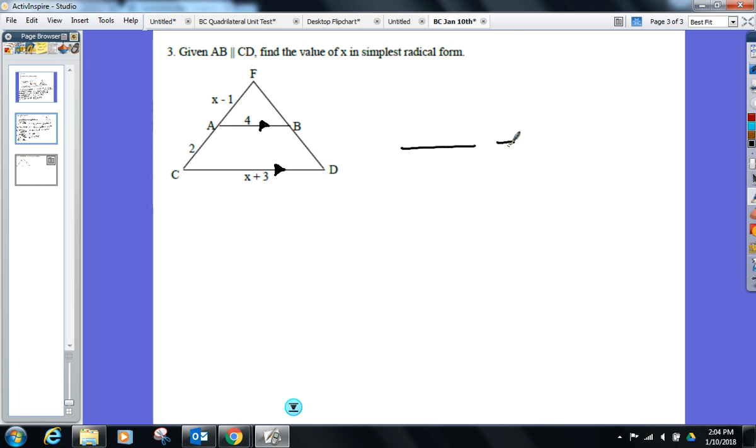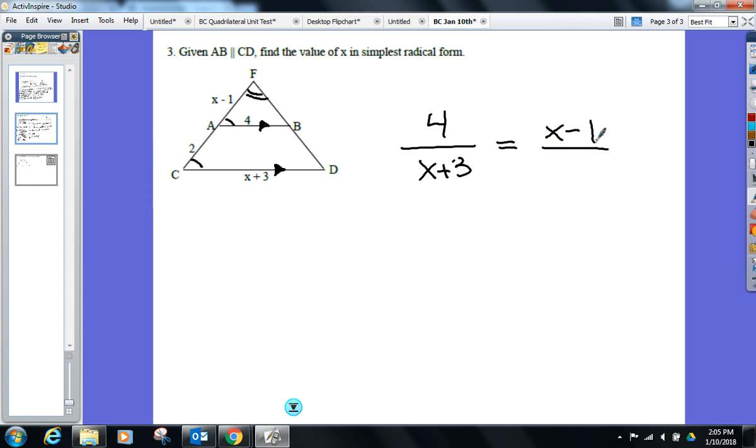But you do know what about the small and the large triangle? They are? Okay, they share an angle. These are corresponding. They're similar. So you know the sides are still in the ratio. So you still know that 4 and x plus 3 correspond.